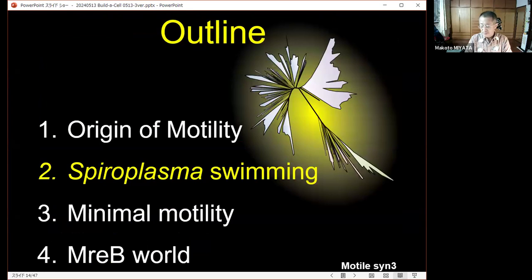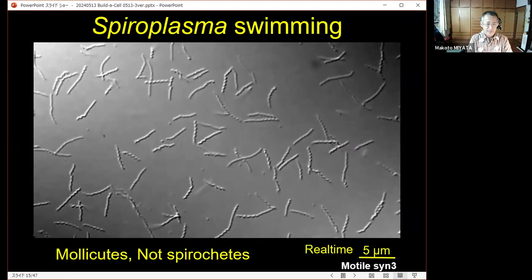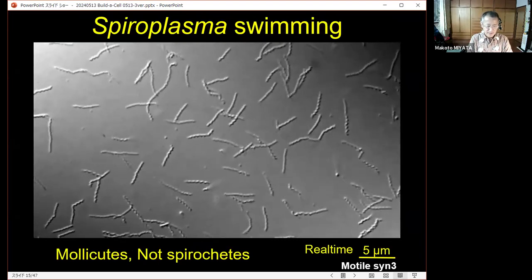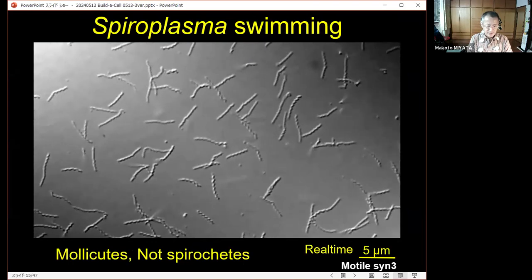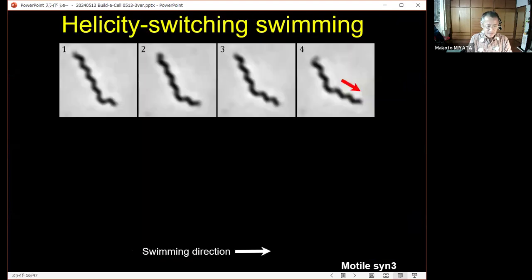Then I'll briefly introduce spiroplasma swimming. This is again a real-time video of spiroplasma swimming. They look like spirochetes, but actually it's a completely different system. Here are serial video images, and this is the schematic of the swimming form.